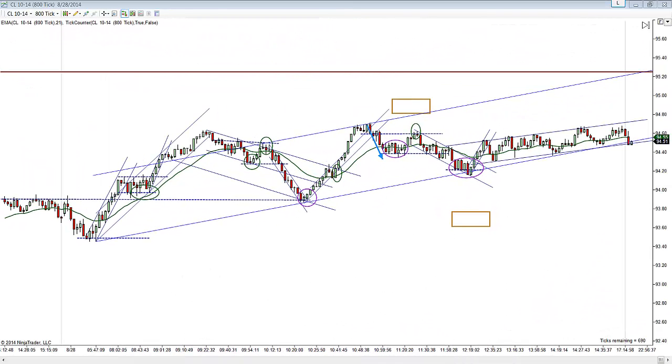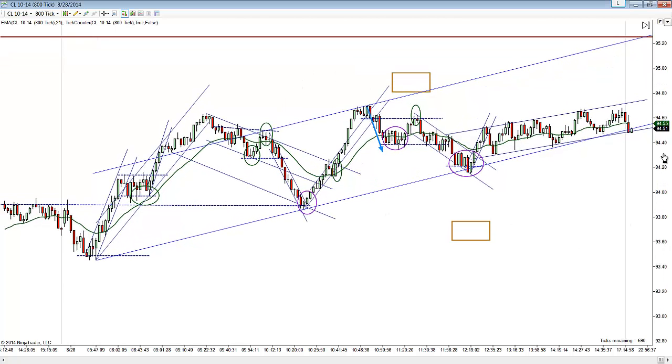Hello, this is Vance, and this is Thursday, August the 28th, 2014. These are the CL trades for today using the slow hand method for price action.